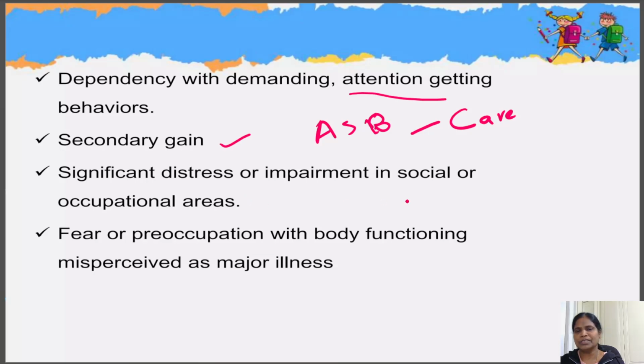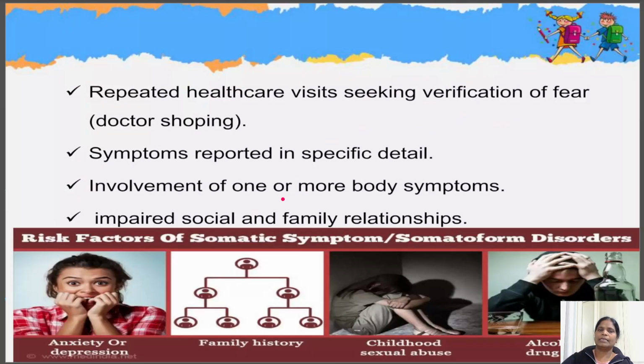Then along with the symptoms, there is significant distress or impairment in social as well as occupational areas, and they have a fear or preoccupation with their body functioning, or misperceive that they are having some major illness. Next, they have doctor shopping. Usually we do shopping for buying clothes or utensils or equipment or whatever it is.